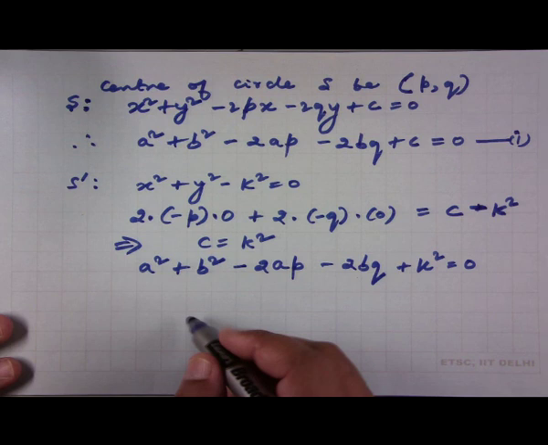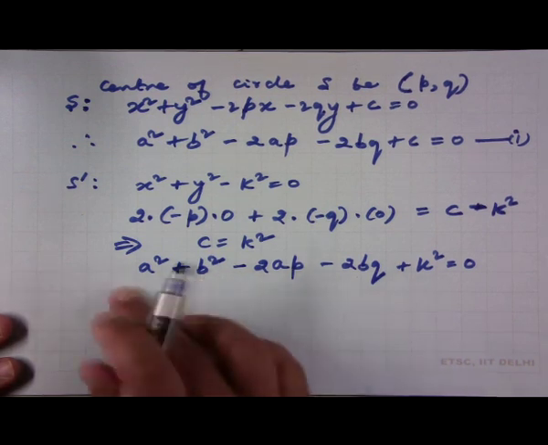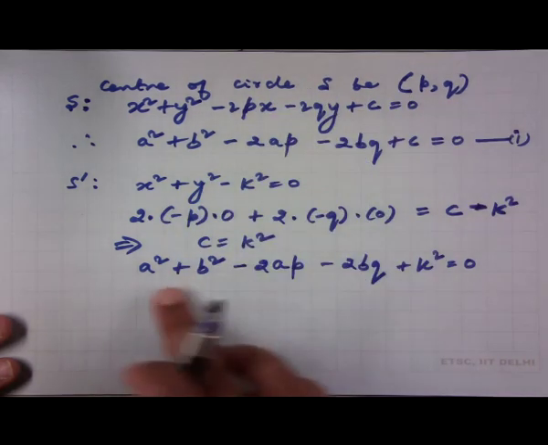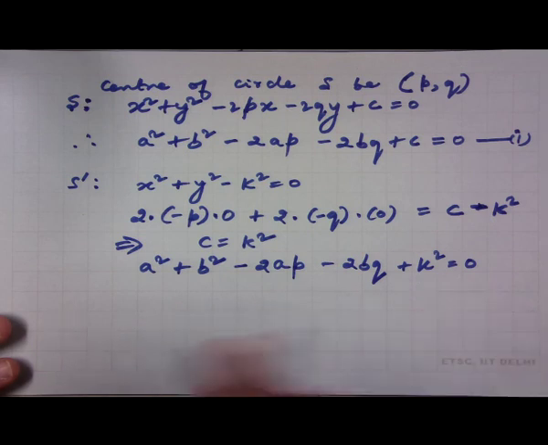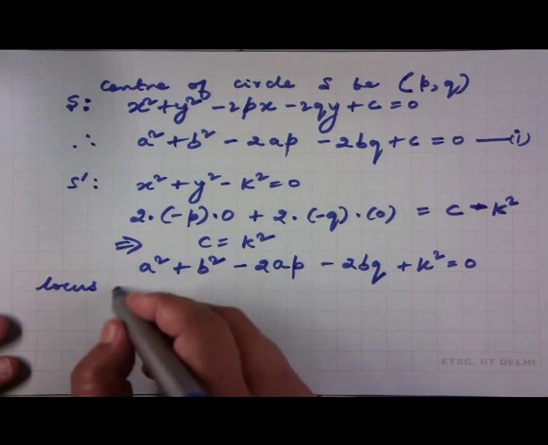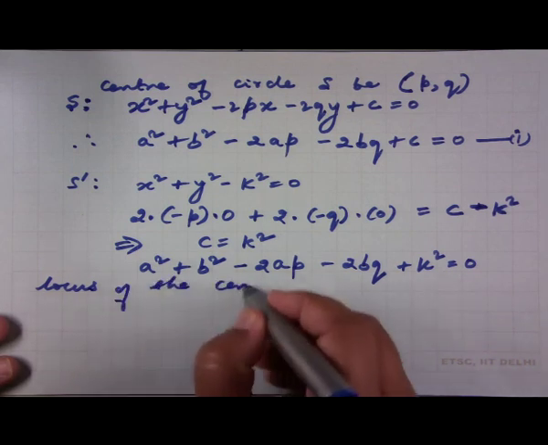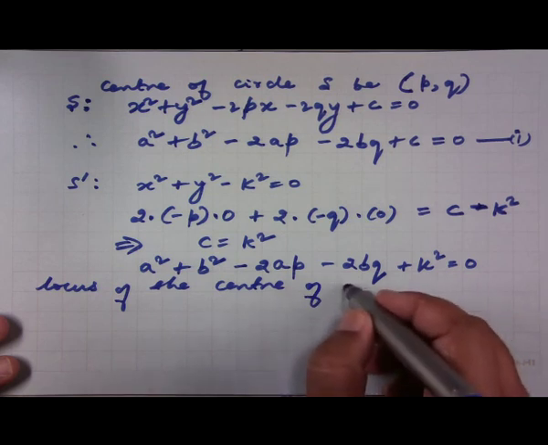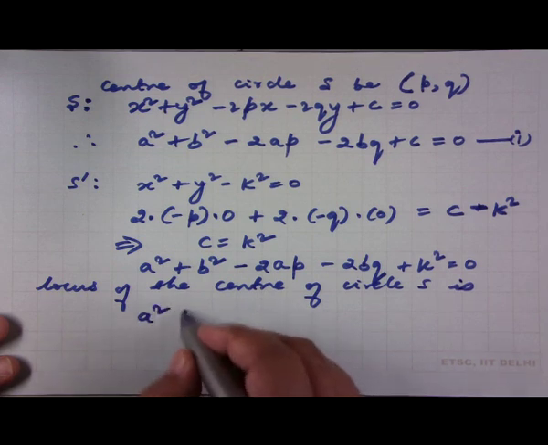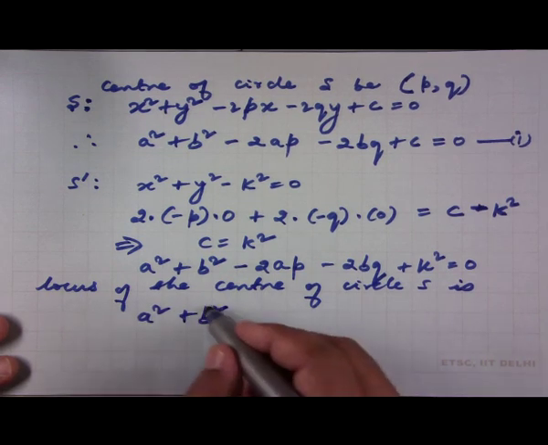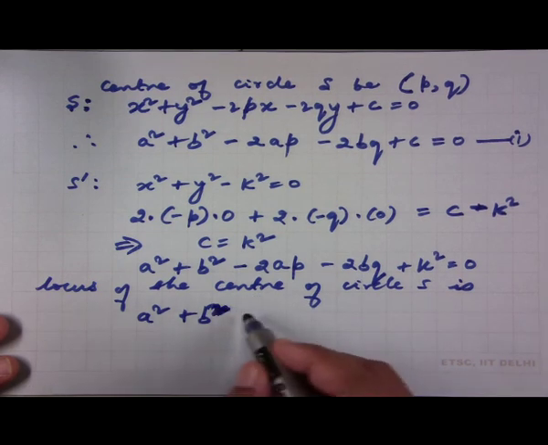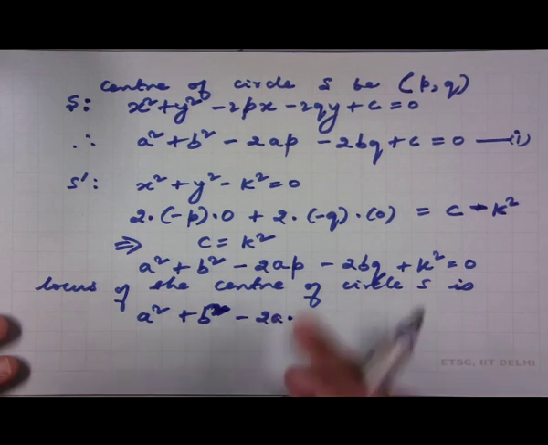or in other words, what this basically means is that the coordinates p and q of the center of the circle S must always satisfy this equation, and therefore, the locus of the center of circle S is a square plus b square. So, let us say that this will be a square plus b square minus 2a times the x coordinate of the center.